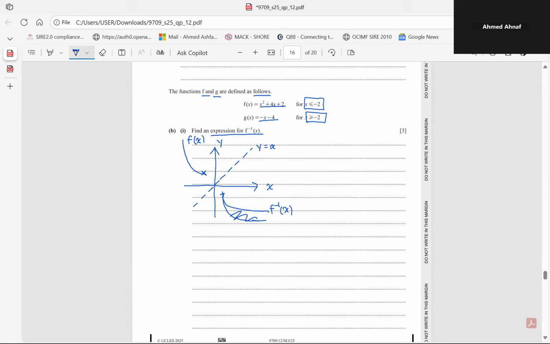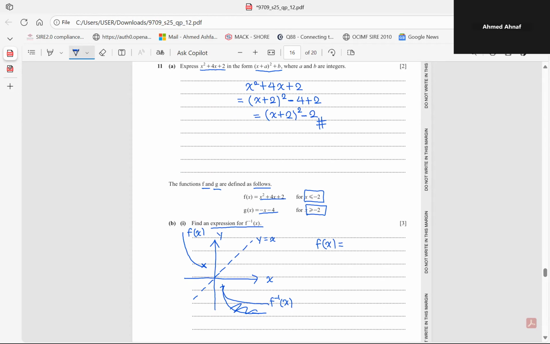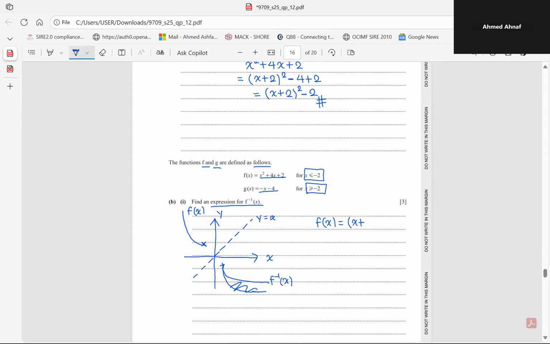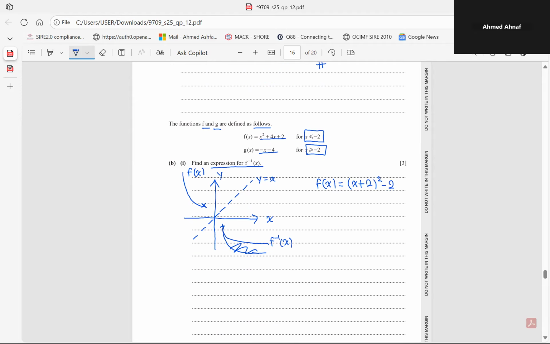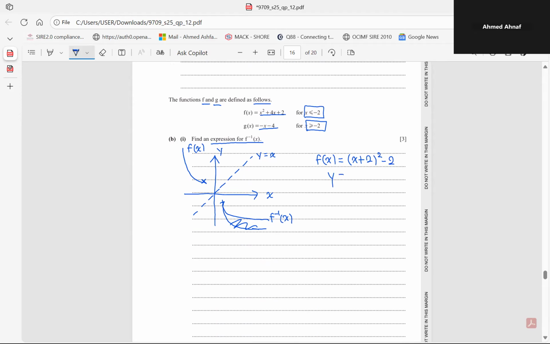Okay, so first of all, let's write down f(x) as the completed square version. So that's x plus 2 squared minus 2. And now replace f(x) with y. So y equals x plus 2 squared minus 2. And now we're going to swap the x's and y's. So all the x's become y and all the y's become x. So this would be x equals y plus 2 squared minus 2. Okay, now let's isolate for y plus 2 squared. We would get x plus 2.